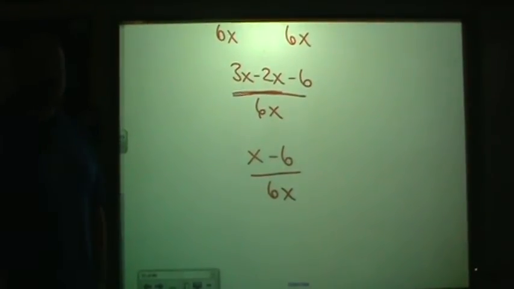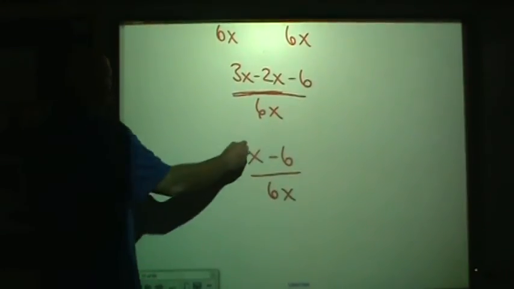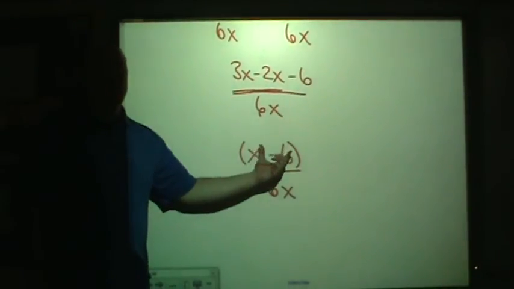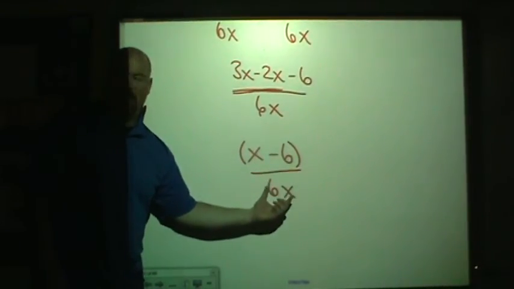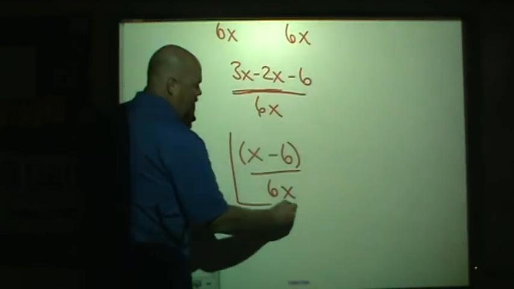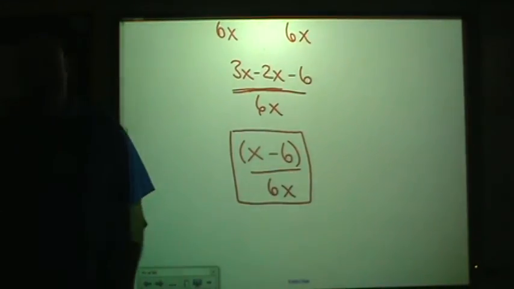And again, if you're looking at this thinking, oh, I'm going to start canceling, you cannot. This is a binomial. The only thing that's going to cancel with is another x minus 6 that's down here, which doesn't exist. Done.